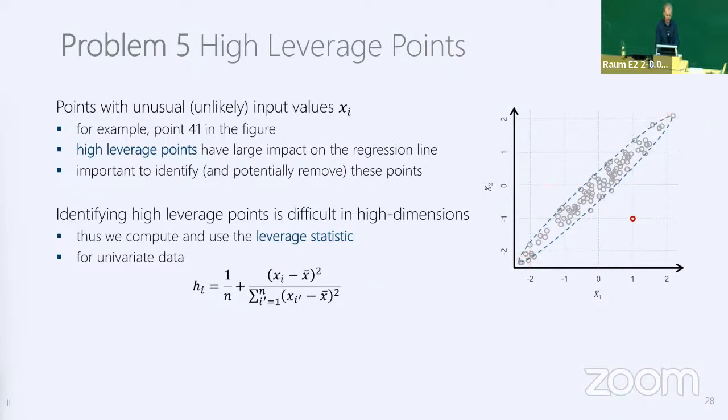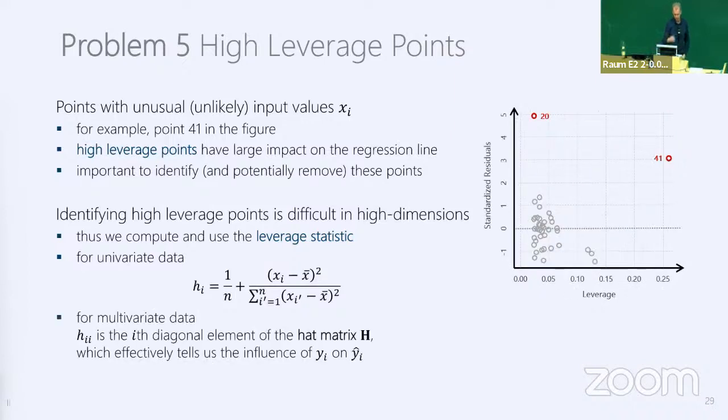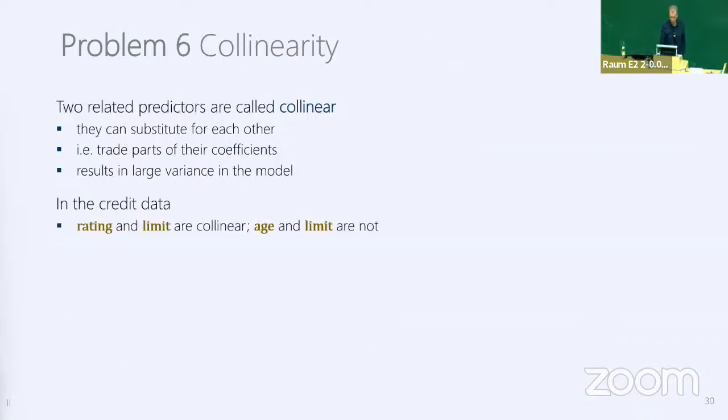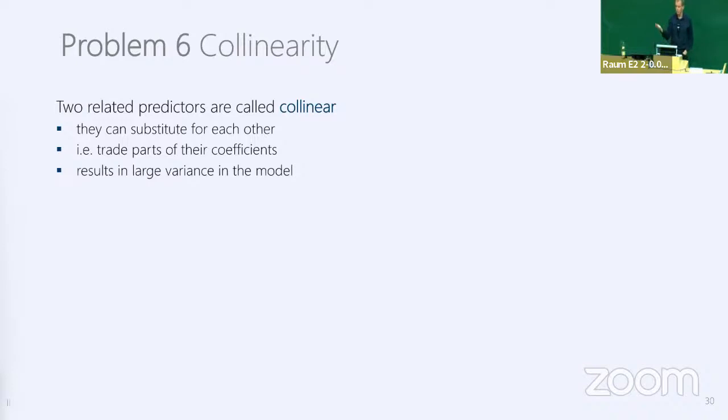So that's what you can detect after fitting. You can look at the hat matrix, you can look at the Mahalanobis distance. There's different ways of doing it. But in the end, you want to find those with a high leverage score. Okay. Final: collinearity. We already discussed this to a certain extent.